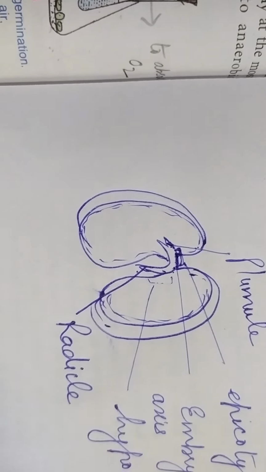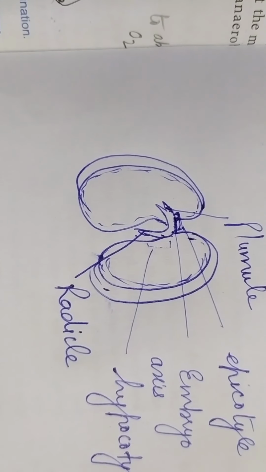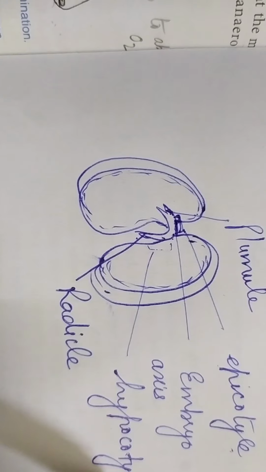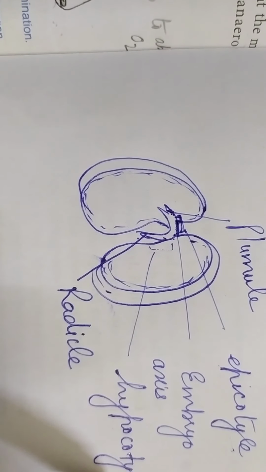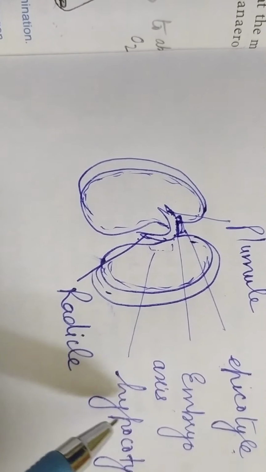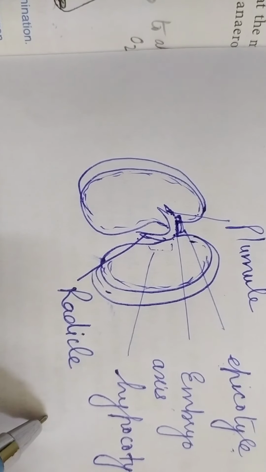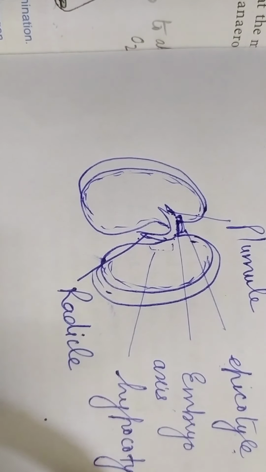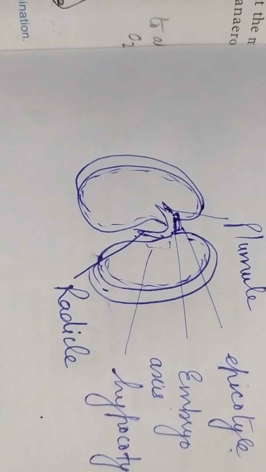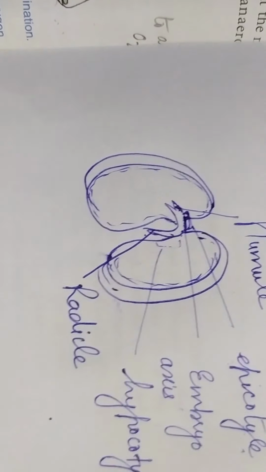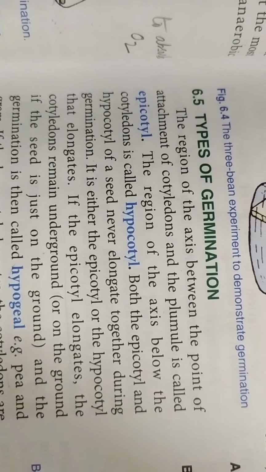Hypocotyl. Now during seed germination, both epicotyl and hypocotyl will never elongate together. Either the epicotyl emerges first or the hypocotyl emerges first. So depending upon the emergence of the epicotyl or hypocotyl, the germination is of two types, epigeal and hypogeal. You can refer to your book.